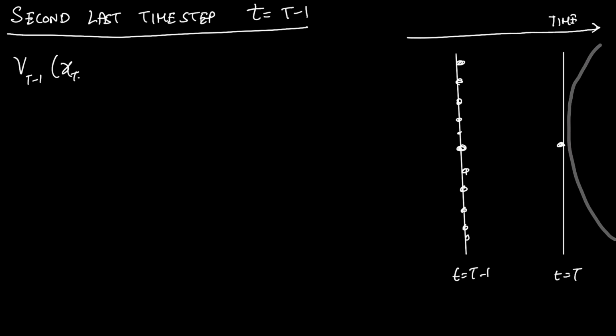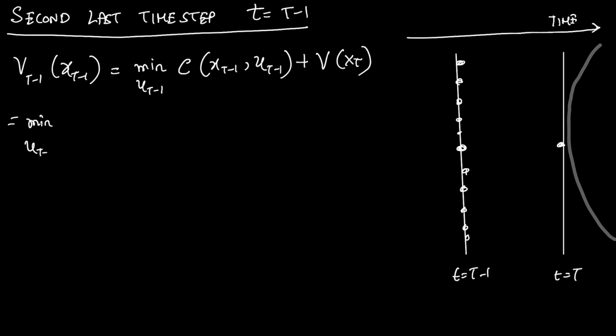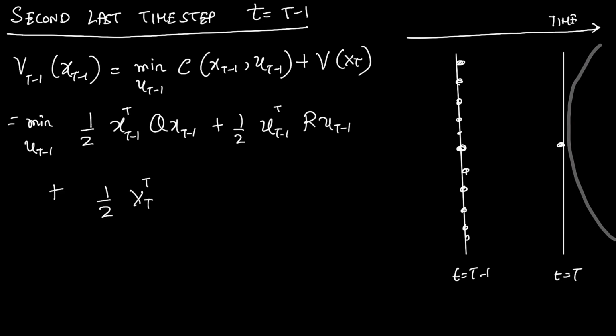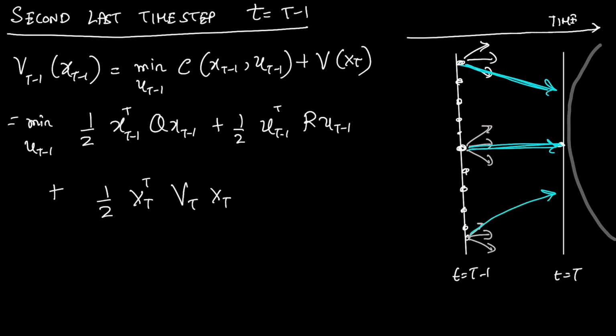Once again, Bellman tells us that the value V t minus 1 is min over u t minus 1 of the one-step cost plus the value at the next time step. So you can plug in this one-step cost and the value at the next time step and simply compute this value, right? This gives us a computational procedure. At every state, try every action and add up the quadratic cost of that action plus the quadratic value of the next state. Take a min, do this for all the actions, and you get a value.